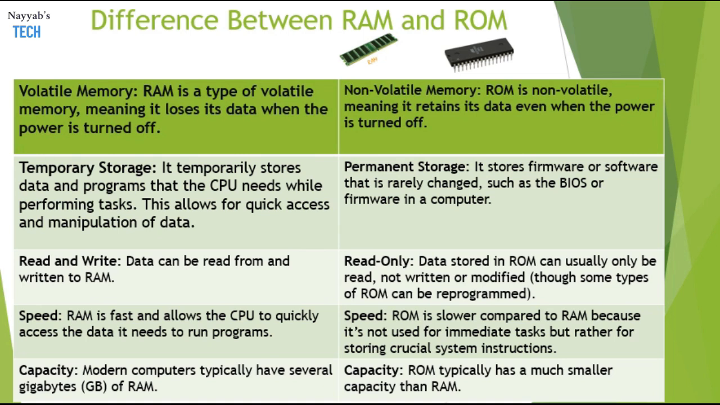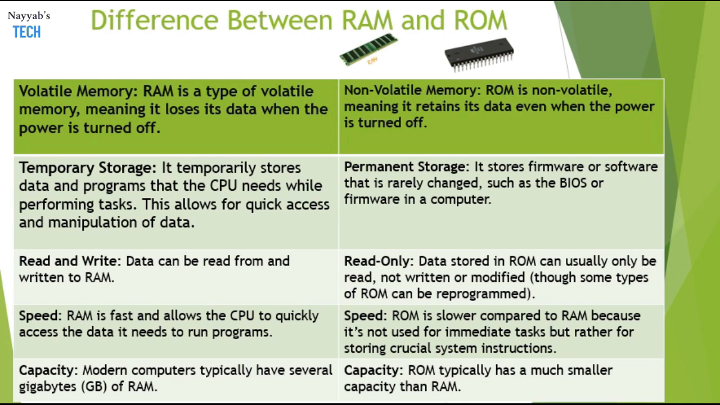And when I talk about ROM, it's a kind of non-volatile memory. Non-volatile memory means it retains its data even when the power is turned off. So ROM will retain its data even when the power is turned off, and it holds the permanent storage. And when I talk about storage, RAM is a temporary storage.